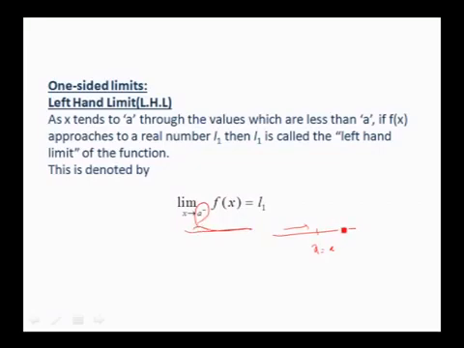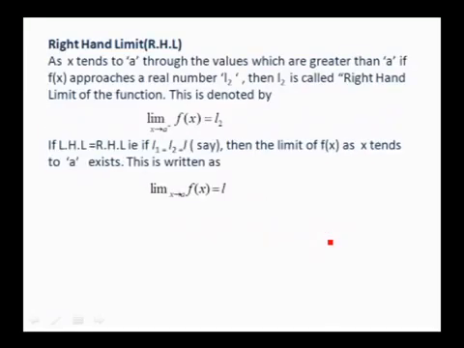On the other hand, if x tends to a from the right, that is values of x greater than a but tending to a from the right, then we say it is the right hand limit. We denote this as limit of f(x) as x tends to a plus is equal to L2.